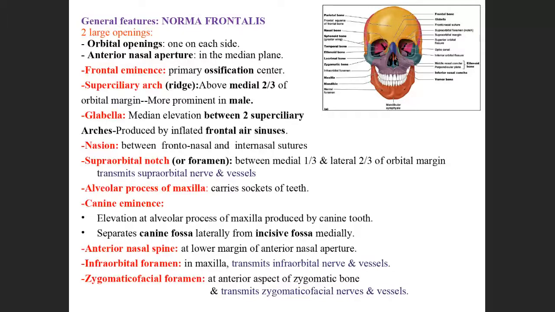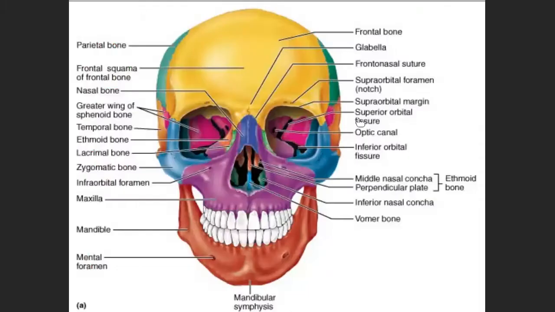They are two large openings. So what are the two large openings in the facial skeleton? That is the orbital opening. These are the orbital openings. And the anterior nasal aperture. This is the nasal aperture here. The orbital openings are also called the orbital cavities. And the frontal eminence. So what is the frontal eminence? These are the frontal eminences here.